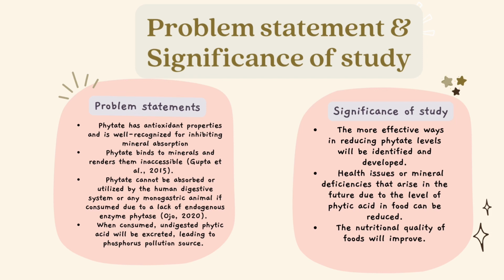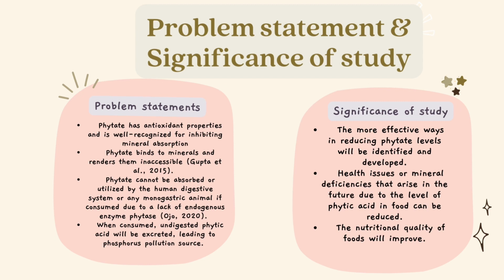Phytate cannot be absorbed or digested by the human digestive system or any non-ruminant animal if it is consumed, due to a lack of the endogenous enzyme phytase. When phytic acid is consumed, it will remain undigested, and when it is excreted, it will lead to a phosphorus pollution source. By doing this study, more effective ways of reducing phytate levels will be identified and developed.